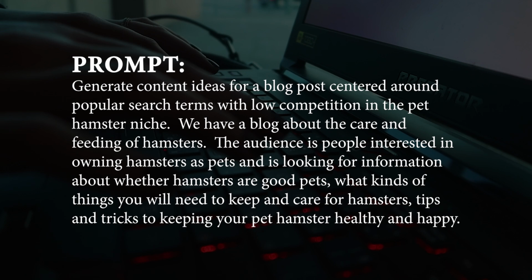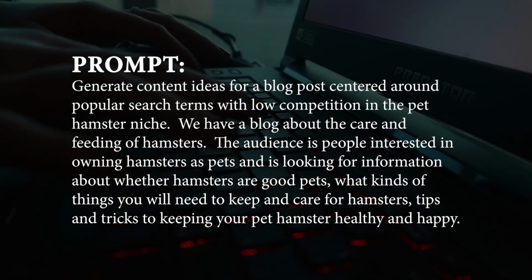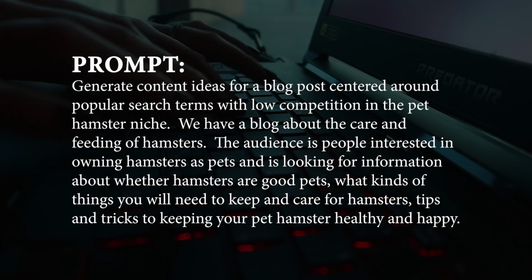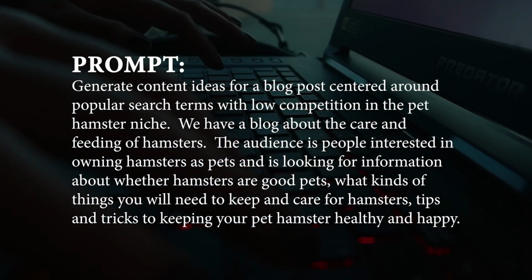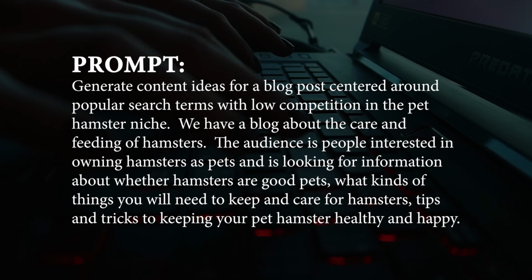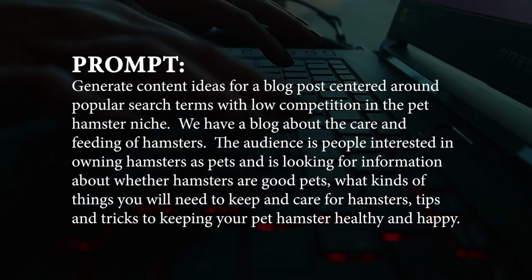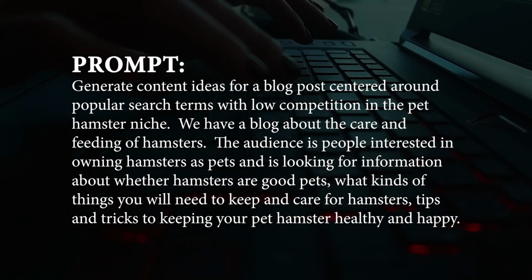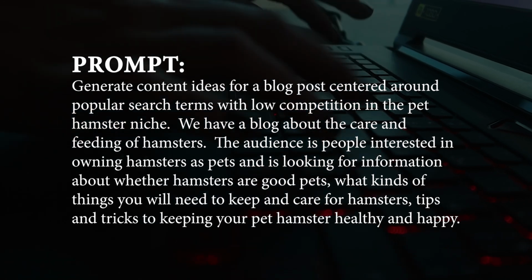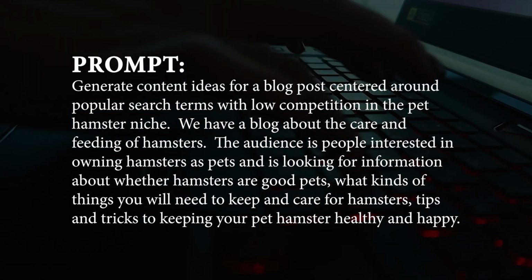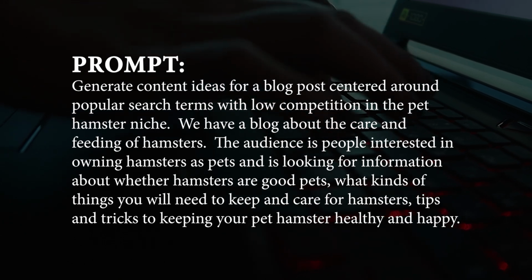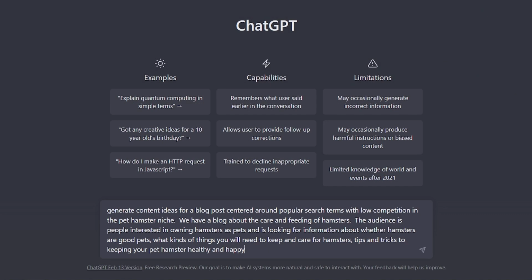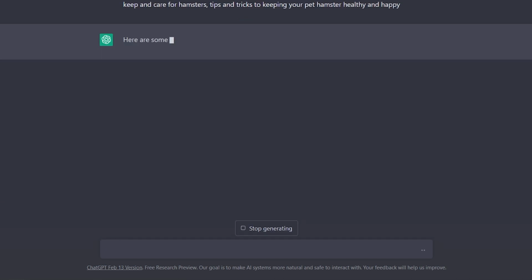We'll use this prompt. Generate content ideas for a blog post centered around popular search terms with low competition in the pet hamster niche. We have a blog about the care and feeding of hamsters. The audience is people interested in owning hamsters as pets and is looking for information about whether hamsters are good pets, what kinds of things you will need to keep and care for hamsters, tips and tricks to keeping your hamster healthy and happy, etc. ChatGPT responds with ideas for blog posts about hamsters.